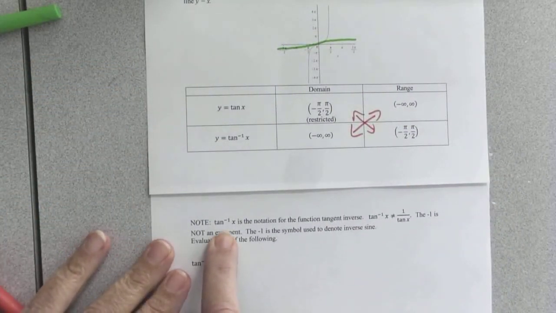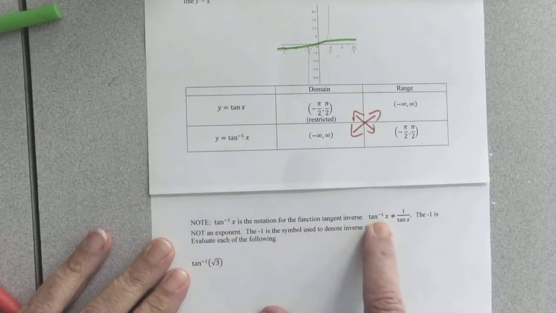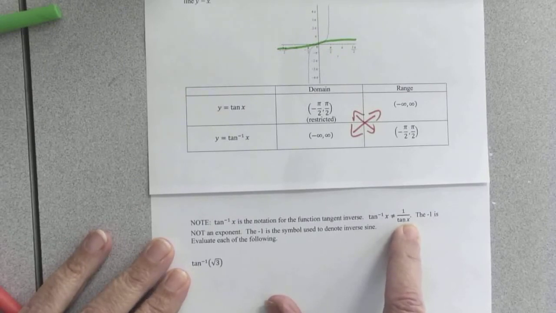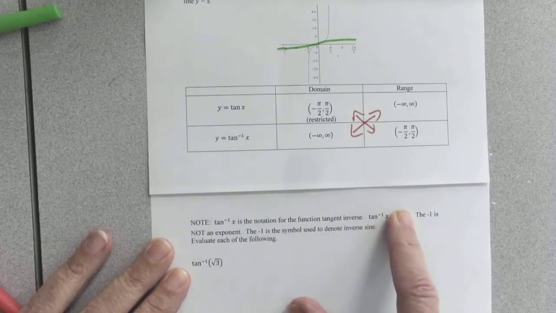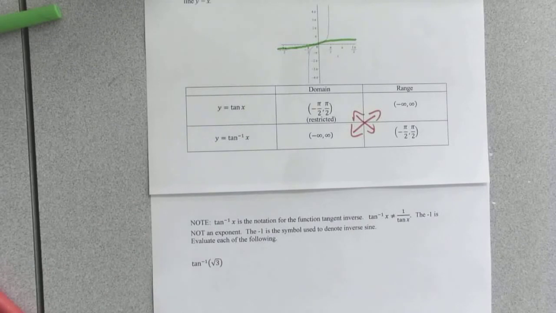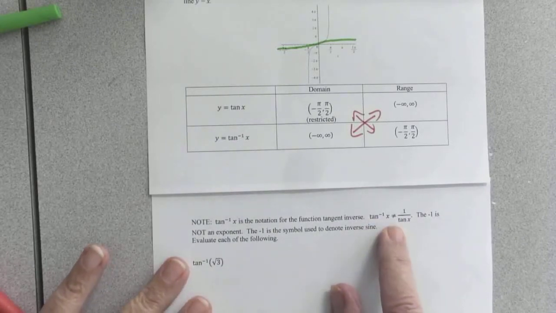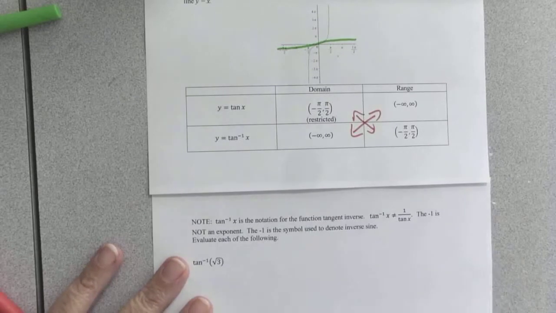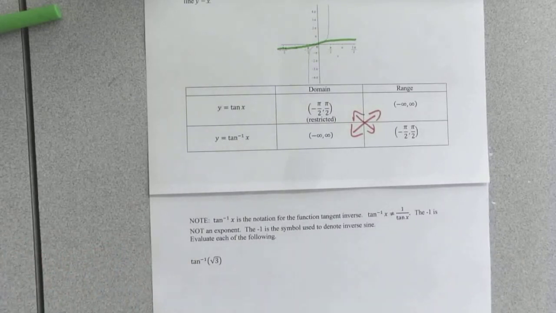And again, importantly, tan inverse written like that is the notation for inverse tangent. Tan inverse is not 1 over tangent. And anybody that tells me that, just major points taken away. These aren't even close to being the same thing. The negative 1 is not an exponent. The negative 1 is the symbol we use to denote inverse sine. Now, some of you may be used to the idea of arc sine, arc tangent. That's the same thing as inverse sine, inverse tangent. If you prefer the arc notation, that's fine.